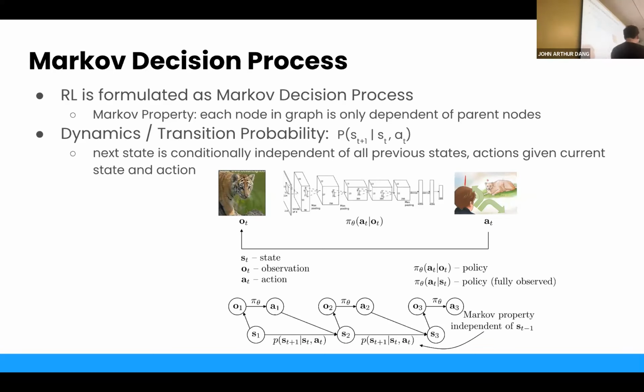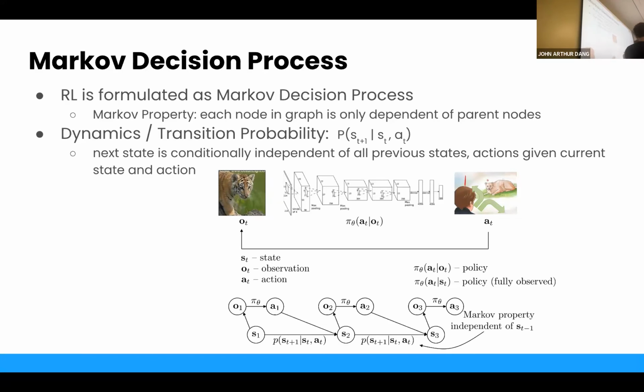And so you can visualize a Markov decision process as this graph here. You have state 1, your initial state, and your observation is some function of that state. This observation is used to define your action distribution given your policy. And both your action and the state are used to define the next state. And we just keep doing this over and over again.